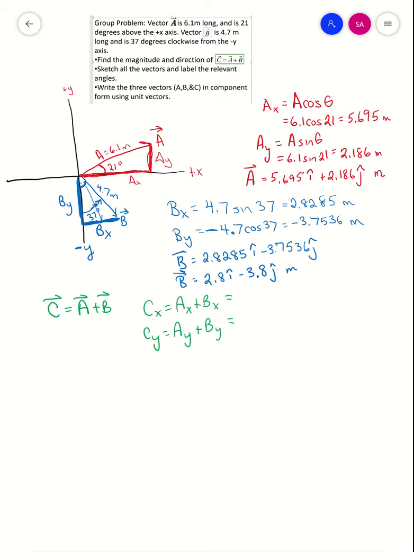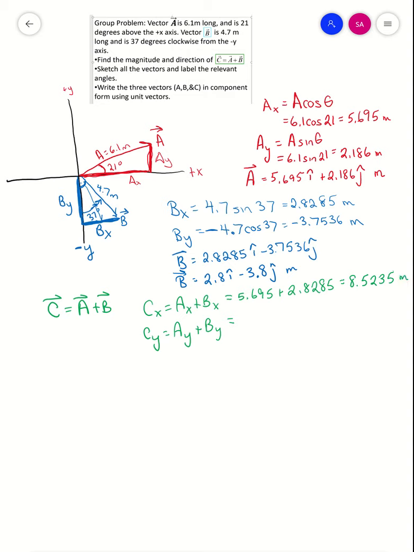So Ax was 5.695. Bx was 2.8285. I kept a different number of significant figures for the two, so it's a little bit bad, but let's just keep rolling with it. So 8.5235. And of course that's meters.